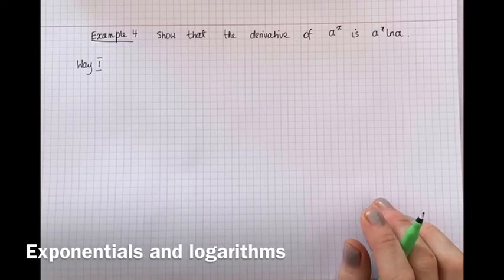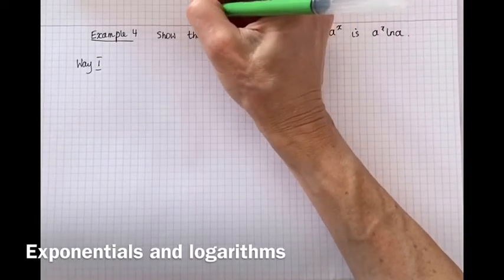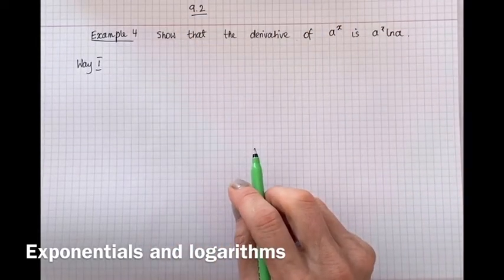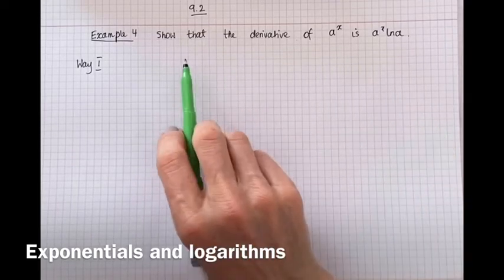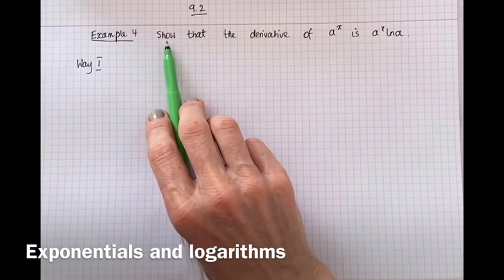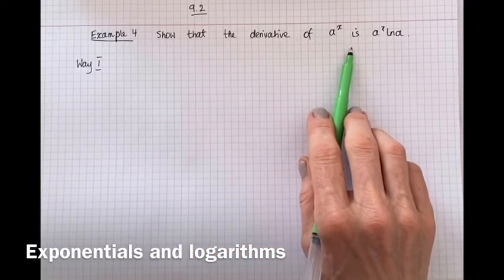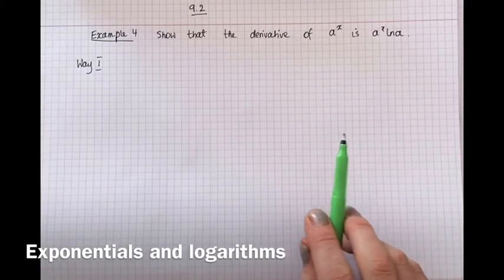Okay, section 9.2, differentiating exponentials and logarithms. Example 4 deals with the result that you need to remember. We're going to derive it. We're going to show that the derivative of a to the power of x is a to the power of x ln a. And I'll do it in two different ways.